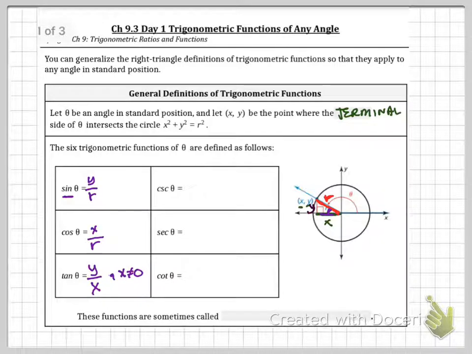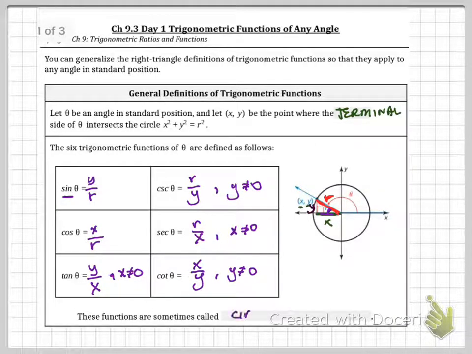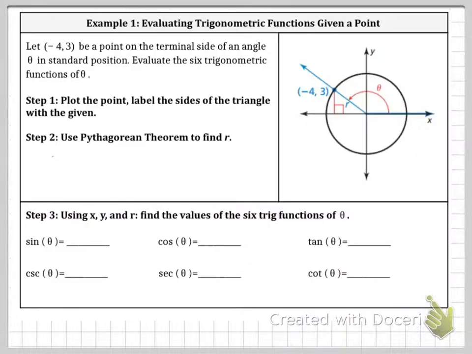So for cosecant of theta, it's just the reciprocal of sine of theta, so that's r over y, and then y cannot equal 0. Secant of theta is r over x, x cannot equal 0. Then cotangent of theta is x over y, and y cannot equal 0. These functions are sometimes called circular functions, okay, just for vocabulary purposes. So the next slide, example 1, evaluate trig functions given a point.